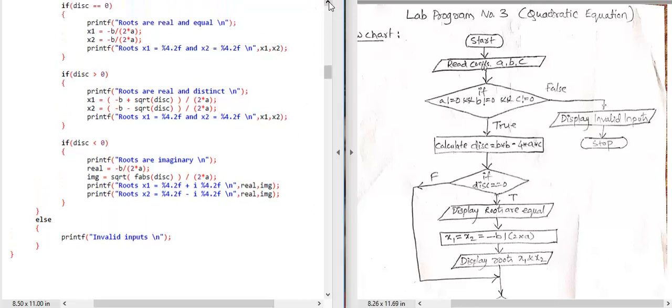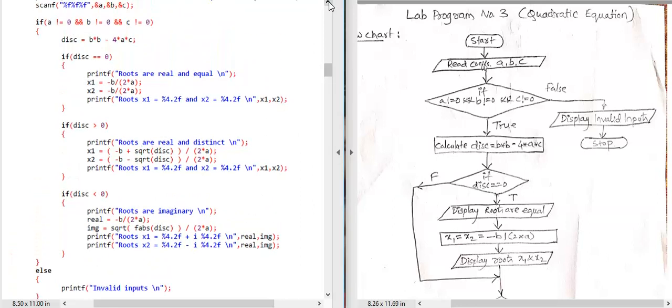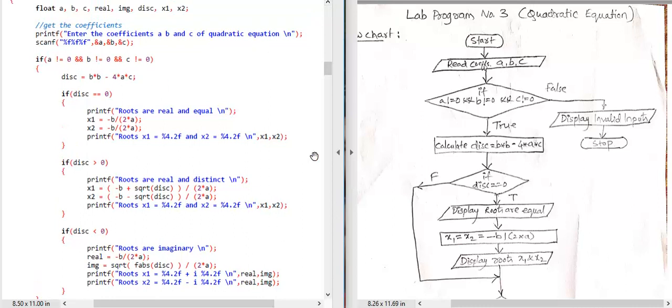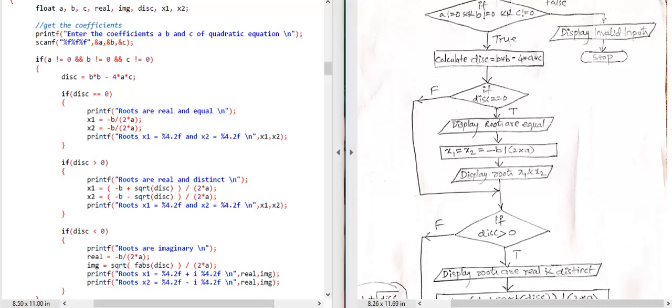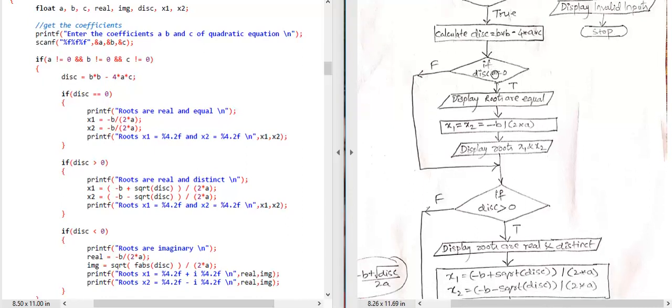And let's say all the given values A, B, C are non-zero values, meaning this condition is true. It will come inside the true block. We calculate DISC, which is equal to B square minus 4AC. After that, we come across the if statement, if DISC is equal to 0. After calculating DISC, this if condition is the same as this if condition.